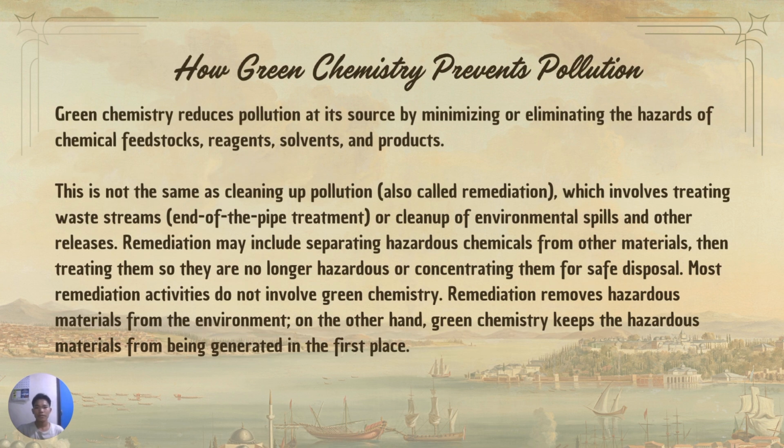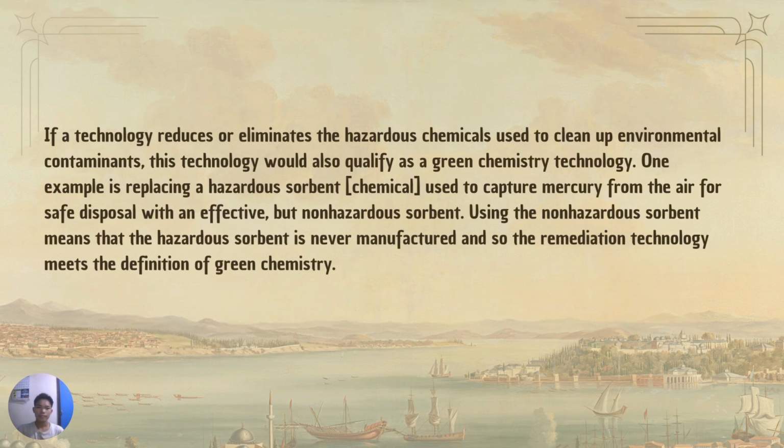How does green chemistry prevent pollution? Green chemistry prevents pollution by eliminating hazardous chemicals at the source, while remediation addresses the cleanup of existing pollution. Green chemistry applies to cleanup technologies that eliminate hazardous substances, such as using non-hazardous solvents instead of harmful chemicals, improving environmental and health safety.